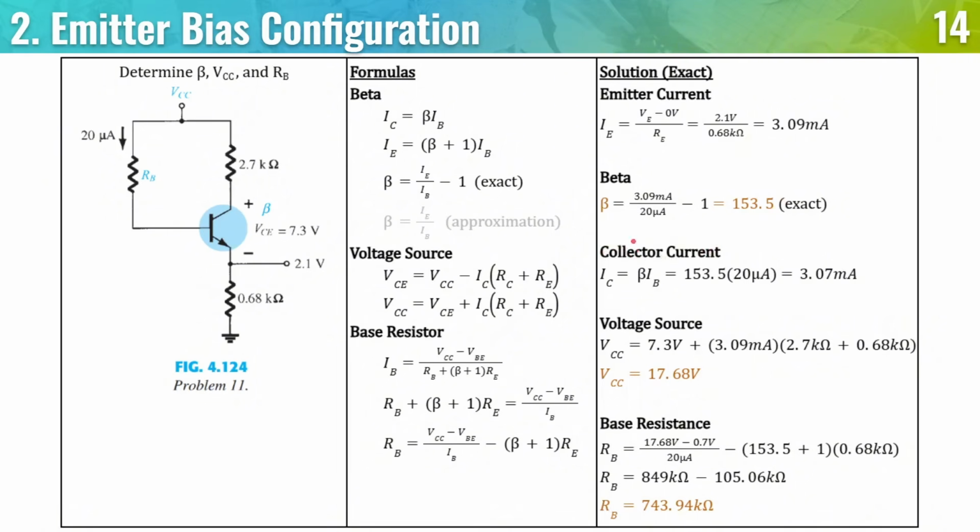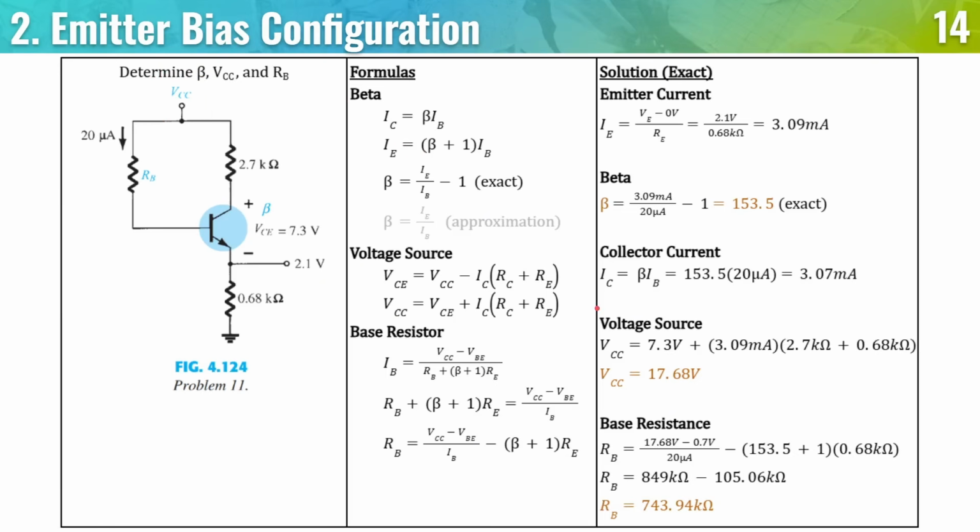So next, we have the collector current. Beta IB is equal to 3.07 milliamps. We also have the voltage source. So earlier, we also solved for the voltage source.